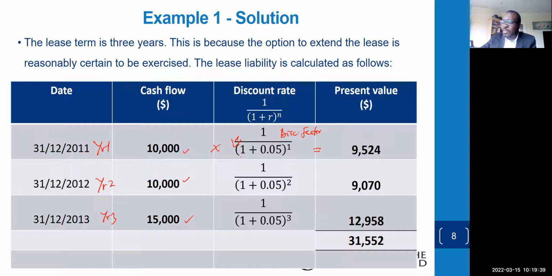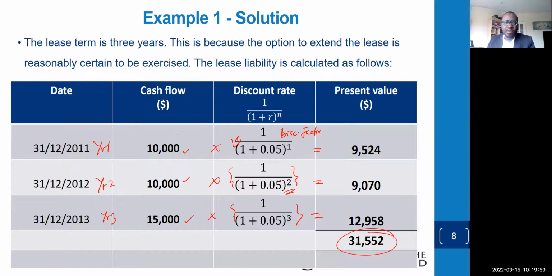Everything just messes up. Okay. So this is a discount factor. You can easily calculate it with your calculator. Okay. And then when you multiply 10,000 by this discount factor, you get this. 15,000 times this discount factor, you get this. Sum them up, and this gives us a present value.